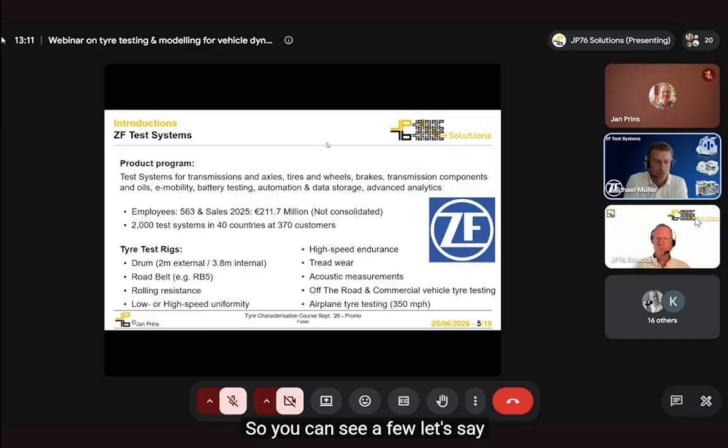So you can see a few numbers and explanations about our company itself. In general, I guess you know ZF more like a company which is producing transmissions, axle systems, and so on. So ZF Test Systems is indeed a company in the big ZF group. But already we do have more than 500 employees, more than 200 million of sales revenue. So quite significant number already. So we are growing and growing and have a global approach as well. And I would say that's basically everything about us.